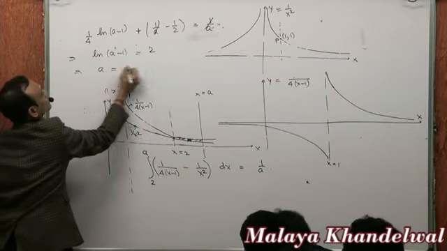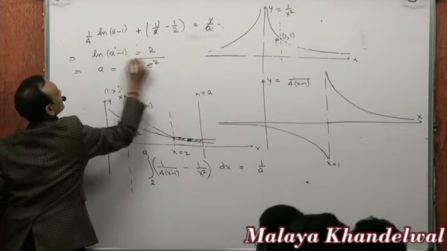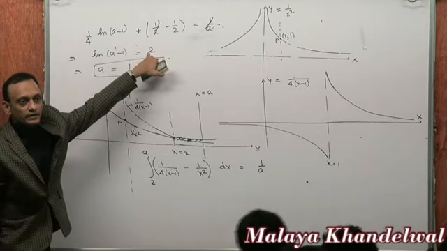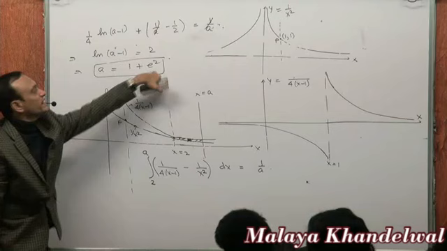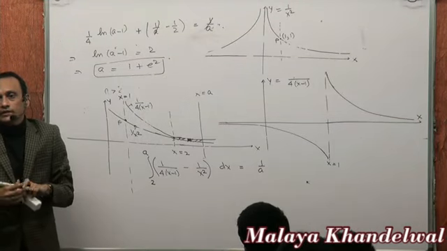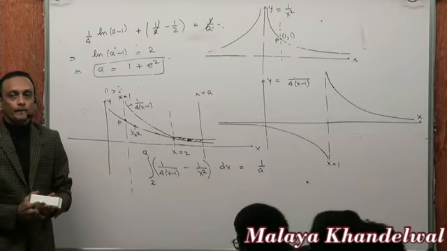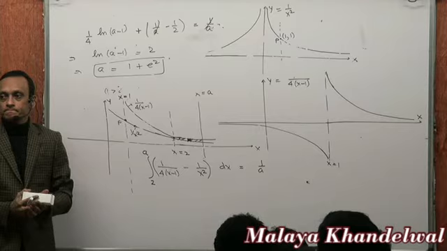A then is 1 plus e squared. A minus 1 is e squared, so a would be 1 plus e squared. That's the way it goes. Got me?